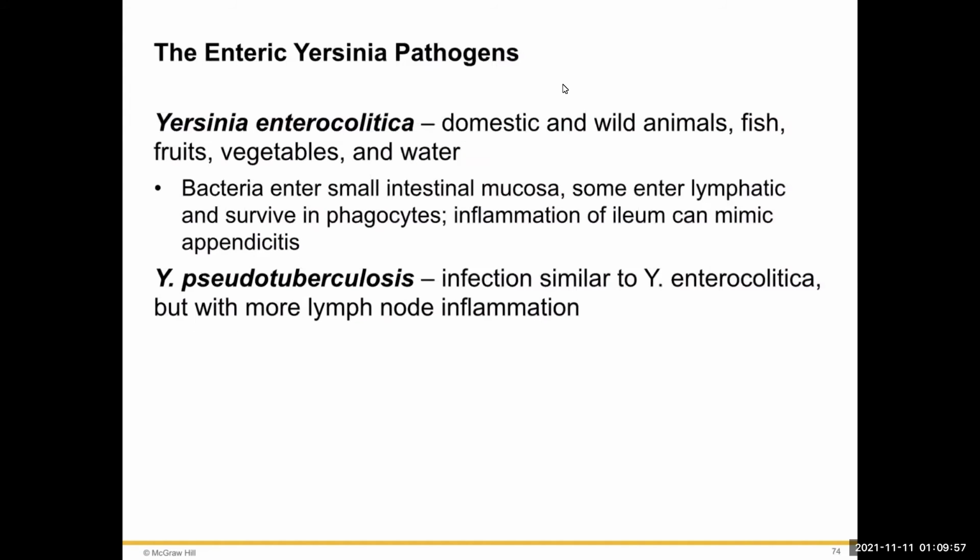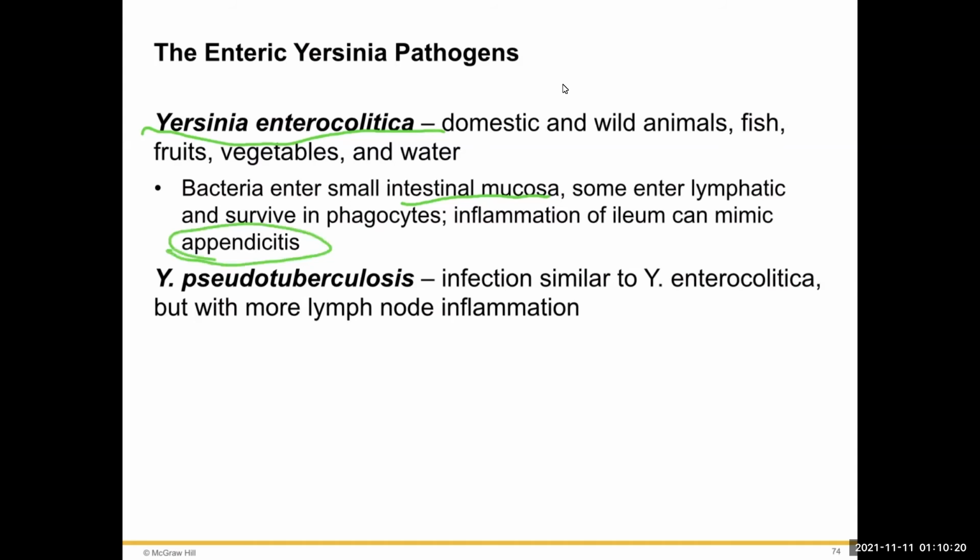Okay, very good. Enteric Yersinia pathogens. Yersinia enterocolitica is found in domestic and wild animals, fish, fruits, vegetables, and water. Bacteria enter the small intestine mucosa. Some enter the lymphatic system and survive phagocytosis by getting inside the cell. Inflammation of the ileum can mimic appendicitis.